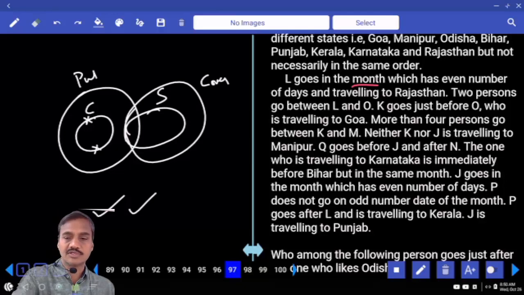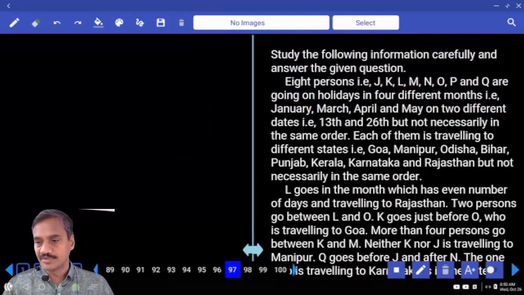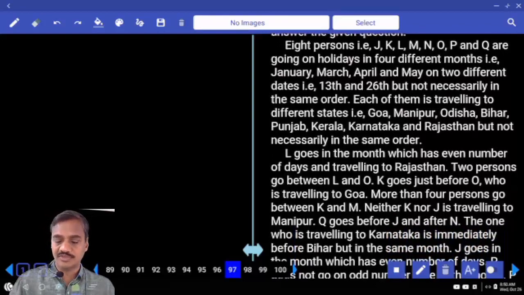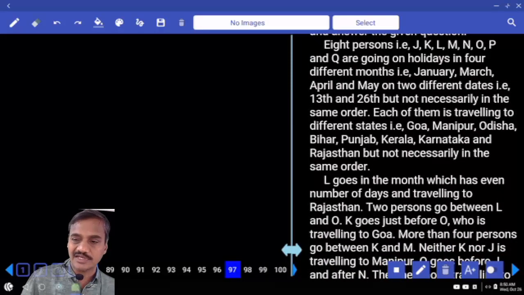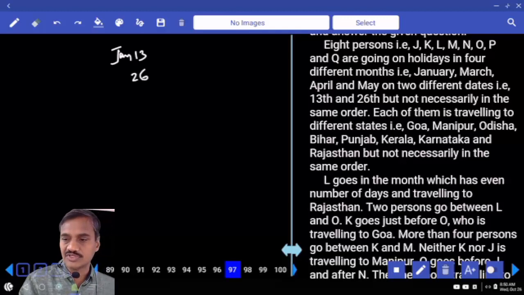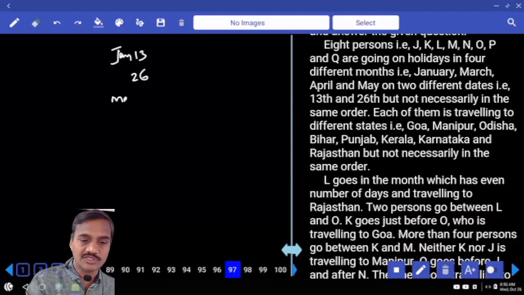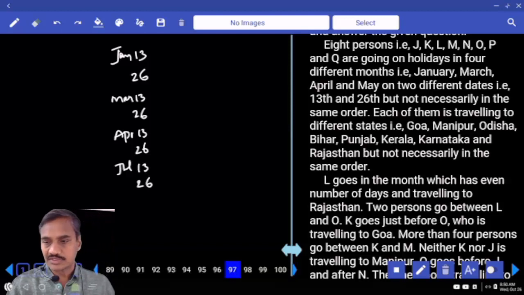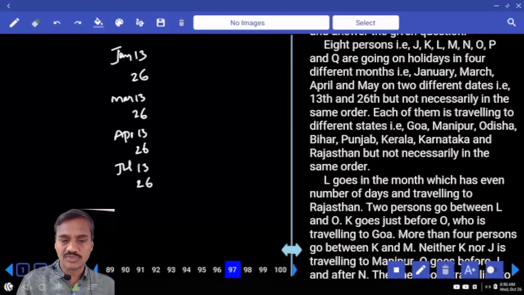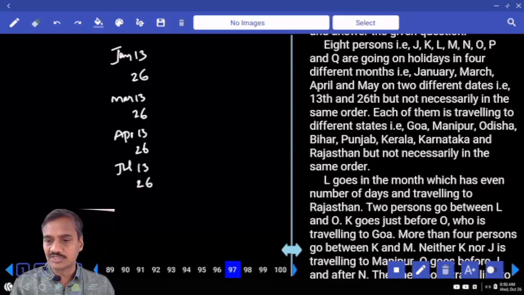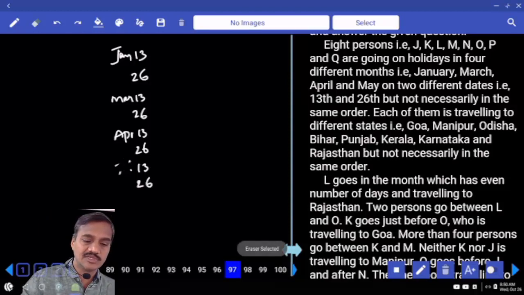Then 97 onwards, it is based on going on holiday in 4 different months and 2 different dates. What are the months we have? Jan, and the dates in Jan are Jan 13 and Jan 26. Then March 13, March 26. April 13 and April 26. Then we have May 13 and May 26. These are the 4 months: Jan, March, April and May.